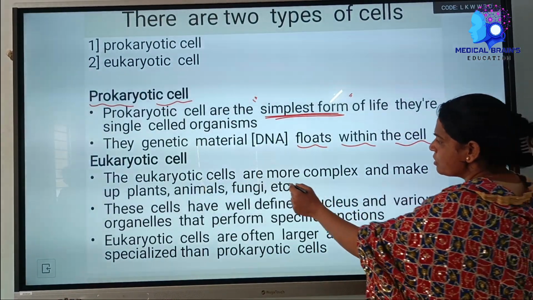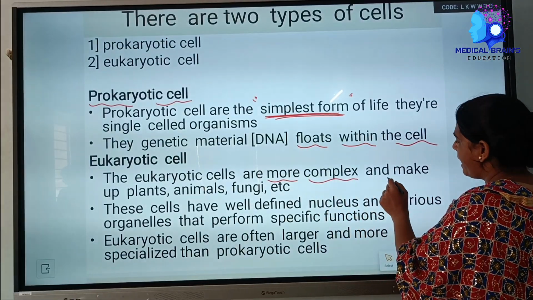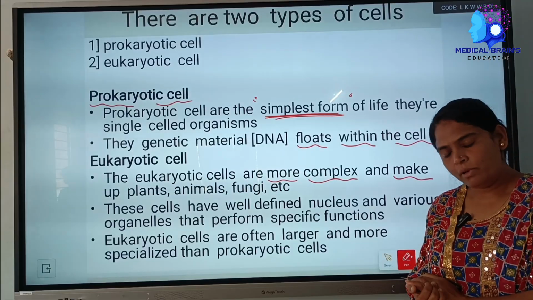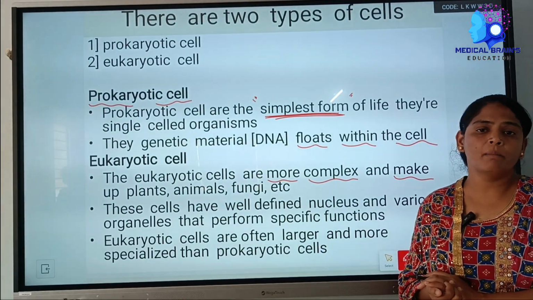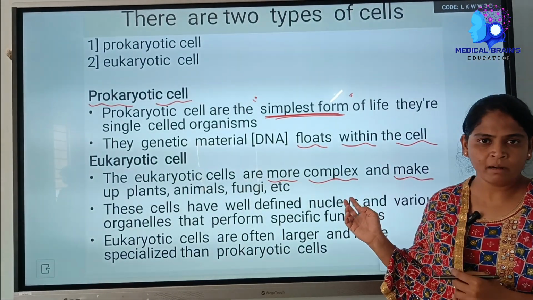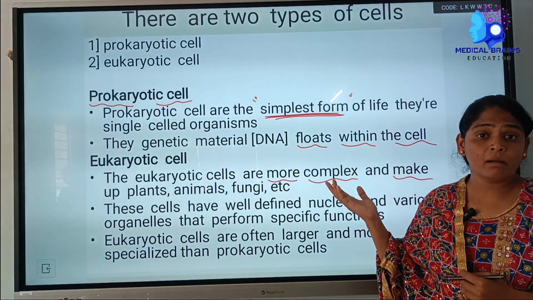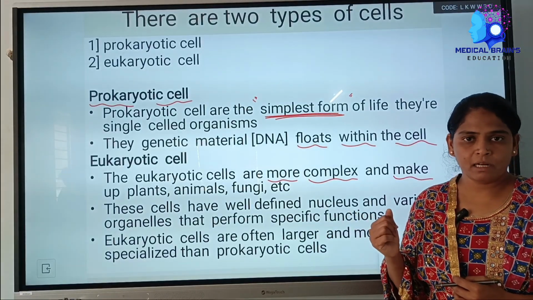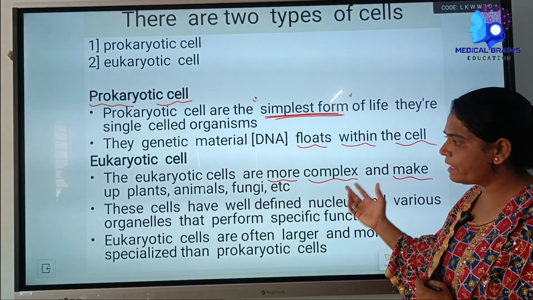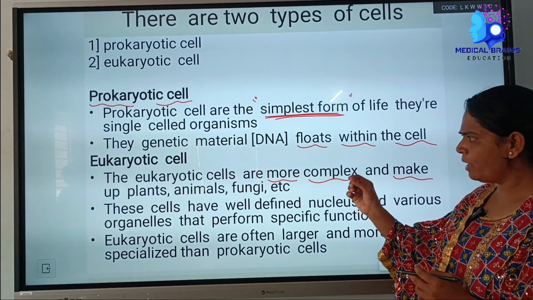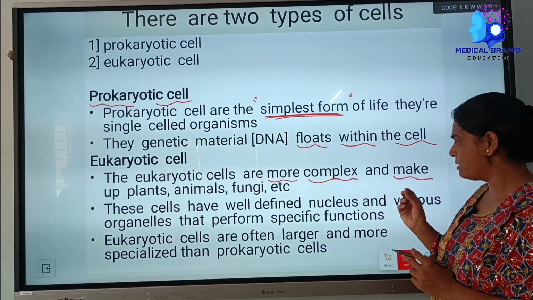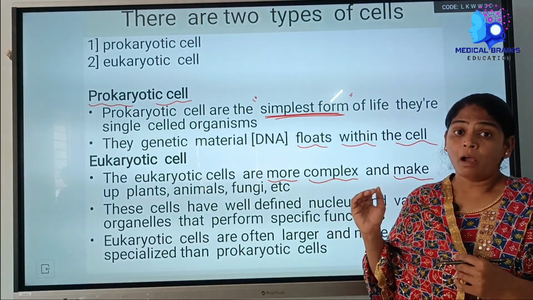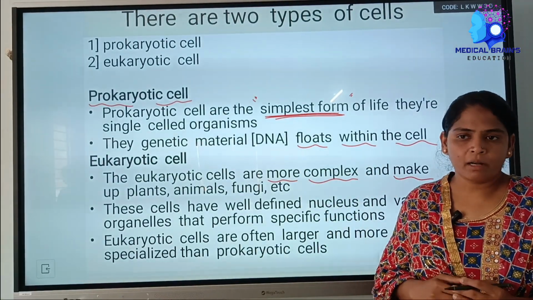Eukaryotic cells are more complex and make up plants, animals, fungi, etc. As we saw with multicellular and unicellular examples for plants and animals, in the unicellular we took the example of amoeba, bacteria, etc. Here also we are going to take examples for the eukaryotic. Eukaryotic cells are more complex and make up plants, animals and fungi. It means the higher animals are made with eukaryotic cells.